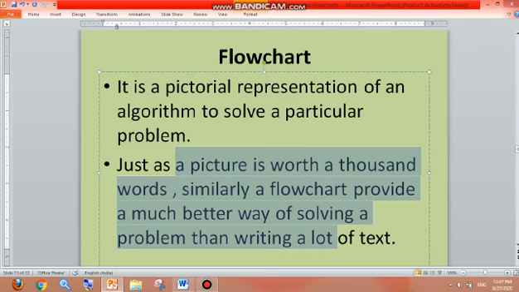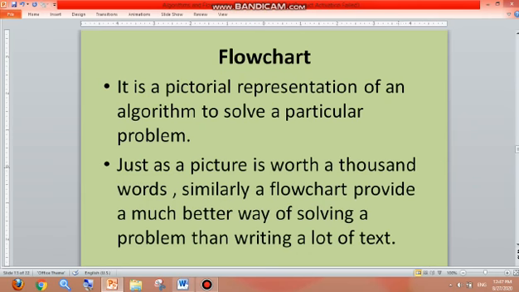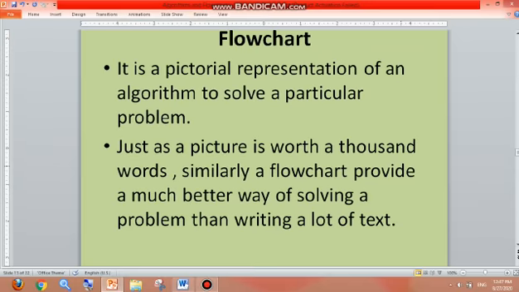Now, why is a flowchart a better way of solving a problem? Children, we all know that with the help of a picture, we can understand the logic more clearly. Similarly, with the help of a flowchart, the steps of the solution of a problem will be much clearer to you. That is why we draw a flowchart to solve a particular problem.